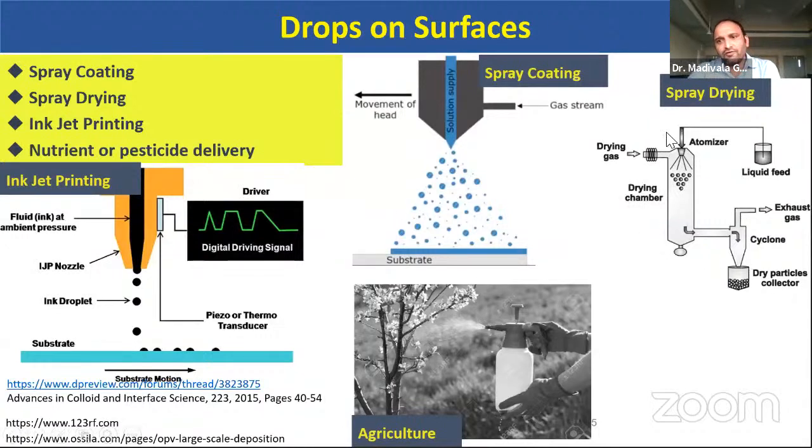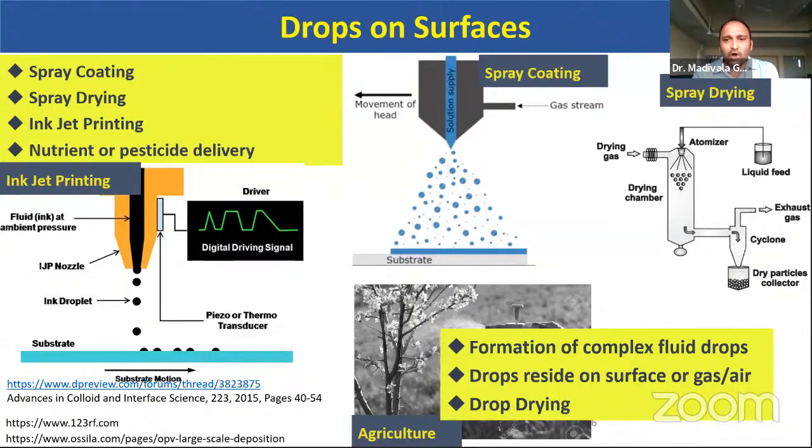Or you can think of spray drying, which is a classical chemical engineering operation used for making dry particles, or in agricultural applications where you spray some substances onto the plant. So what is common in all these applications is the formation of a complex fluid drop, and the drop resides on the surface, or it could be suspended in the gas or air, and then ultimately there is drying. So the problem has a very fundamental aspect, as well as applications which have several interesting implications for industry.